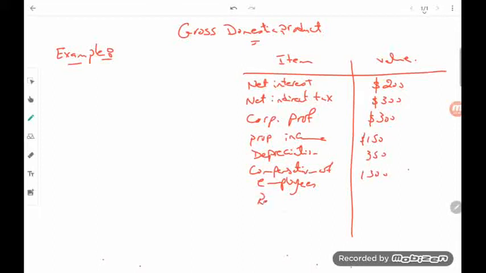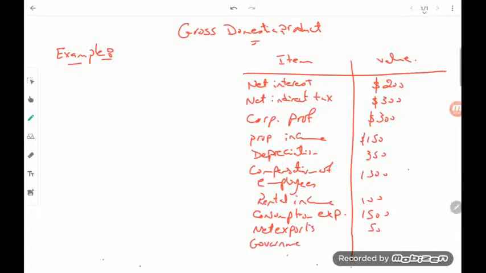rental income it's 100, personal consumption expenditure 1,500, net exports 50, government purchases or government expenditure 600, required.